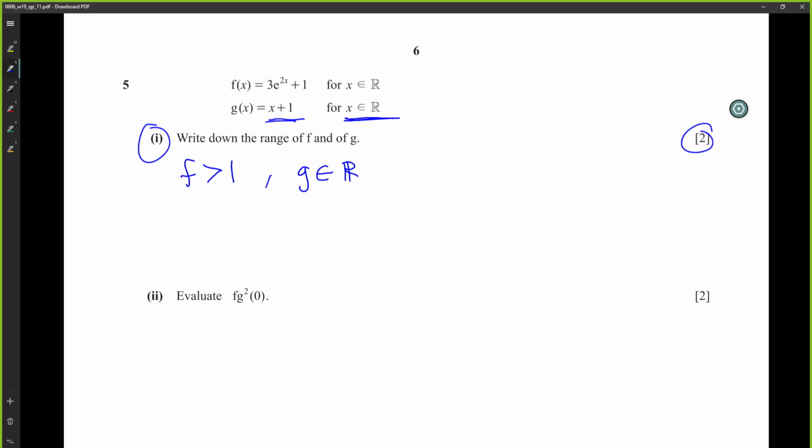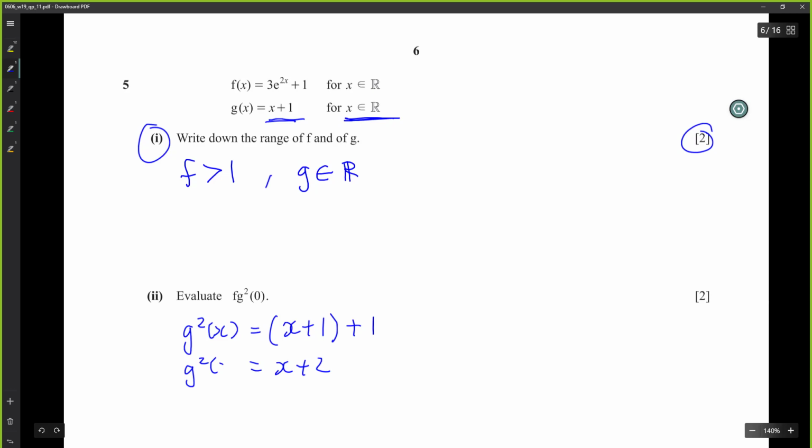This kind of question depends on how you want to do it. You can work it out first and then sub in, or sub in first then work it out. Both are fine, but if I do it myself, I prefer to do g squared x first. g squared x means sub the g(x) into the g(x). So g(x) plus 1, and what is my g(x)? x plus 1. So the whole thing will be x plus 2, isn't it? So g squared 0 is 0 plus 2, which is 2.